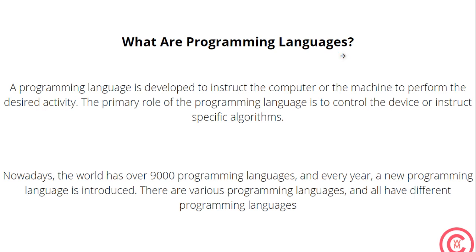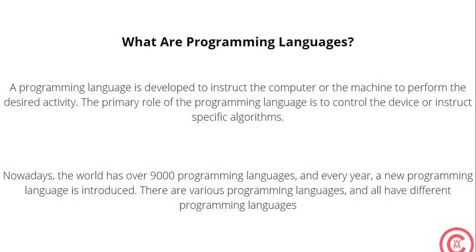A programming language is developed to instruct the computer or the machine to perform the desired activity. The primary role of a programming language is to control the device or instruct a specific algorithm. So when the computer was invented, we started giving instructions to execute our tasks. For giving instructions to the computer, we need to communicate with it.